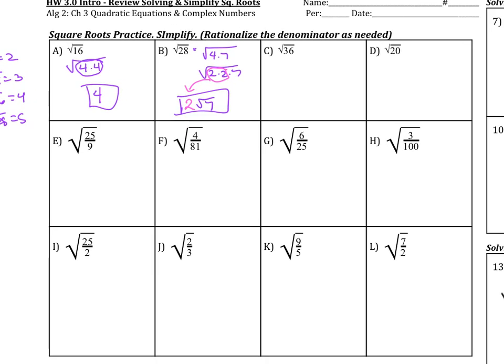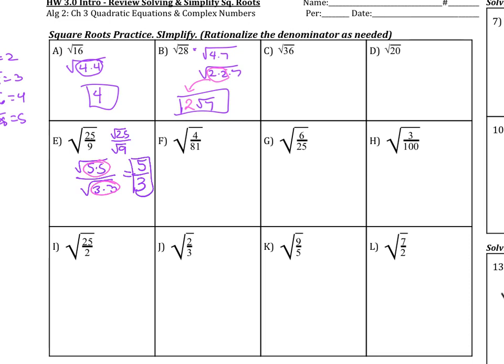Now letter E, we have square root of 25 over 9. What we want to do is break it apart. So square root of 25 over square root of 9. Then square root of 25 we know is just a perfect 5. You can break it down if you want to, but maybe some of you can see it without having to break it down. So we can say square root 5 times 5, 3 times 3. So it comes out perfectly as 5 over 3.